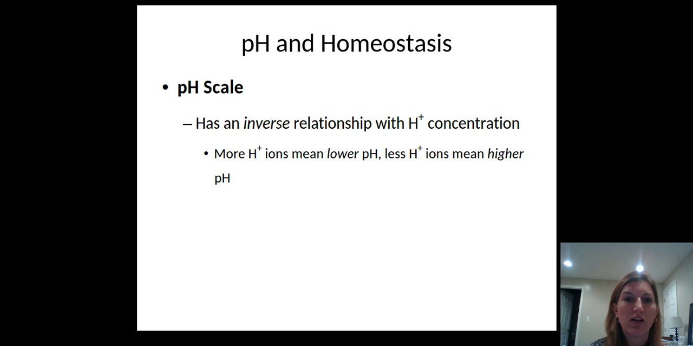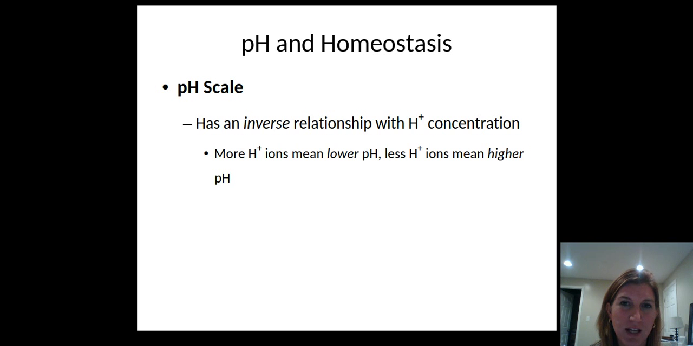Your pH scale is an inverse relationship to the number of hydrogen ions. So in other words, the lower numbers mean more hydrogen ions, the higher numbers mean fewer hydrogen ions. The more hydrogen ions in a solution, the more acidic that solution is, and therefore the lower the pH value. So a lot of students get that concept switched around in their heads.